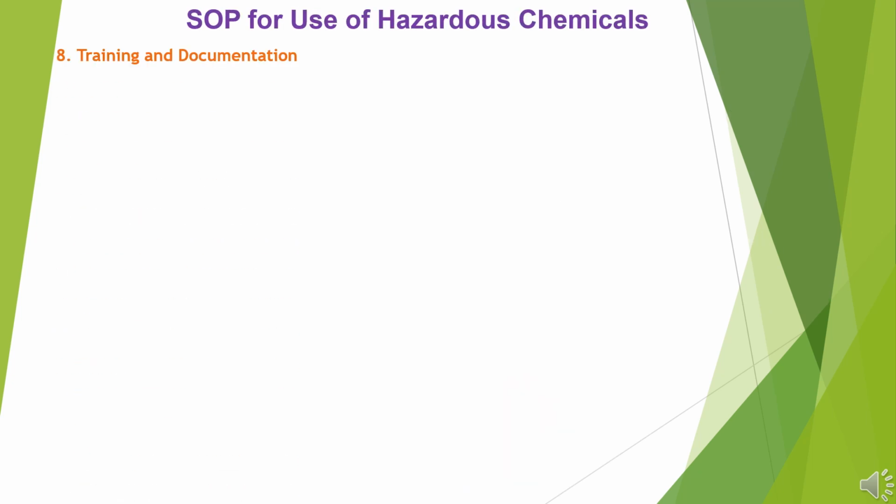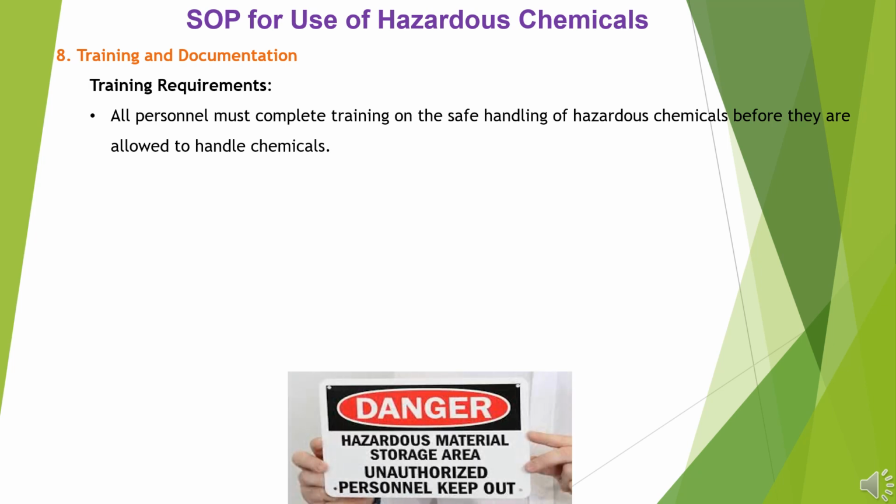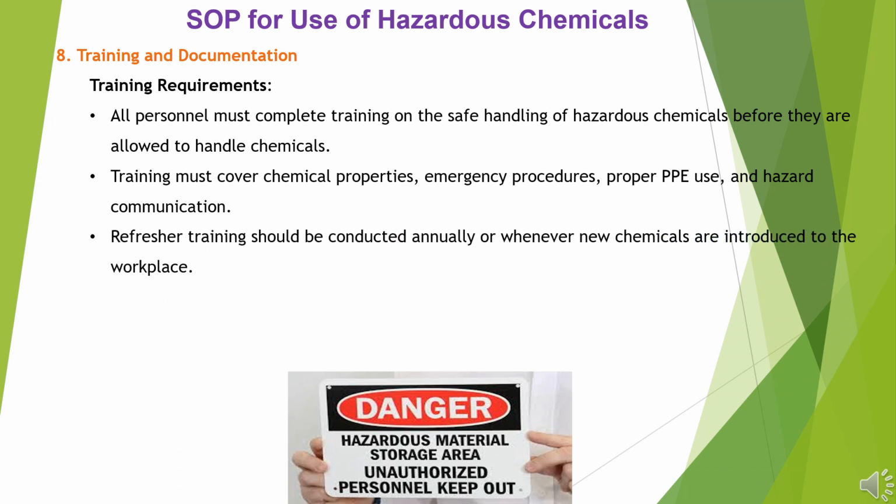8. Training and documentation. Training requirements. All personnel must complete training on the safe handling of hazardous chemicals before they are allowed to handle chemicals. Training must cover chemical properties, emergency procedures, proper PPE use, and hazard communication. Refresher training should be conducted annually or whenever new chemicals are introduced to the workplace.